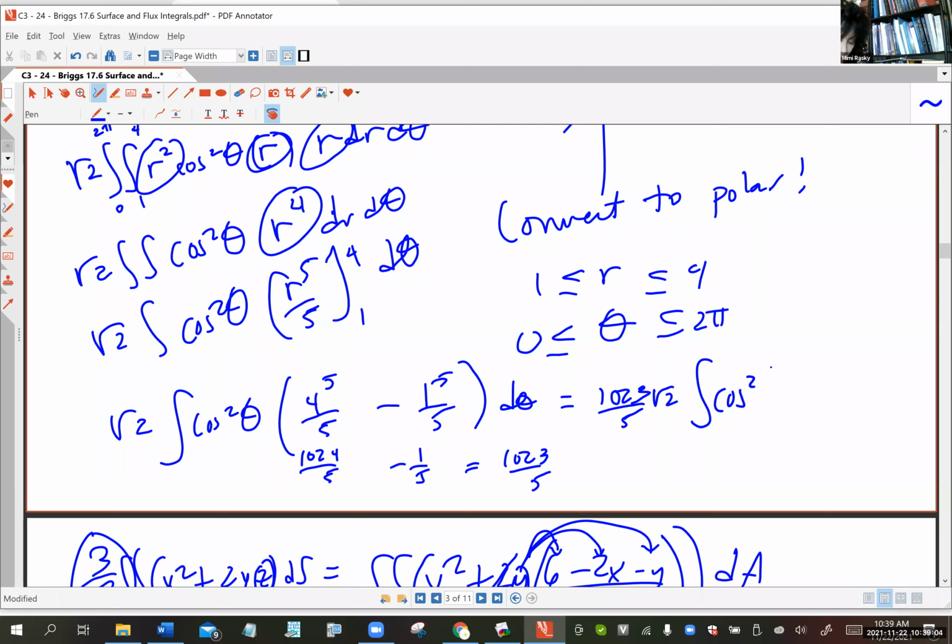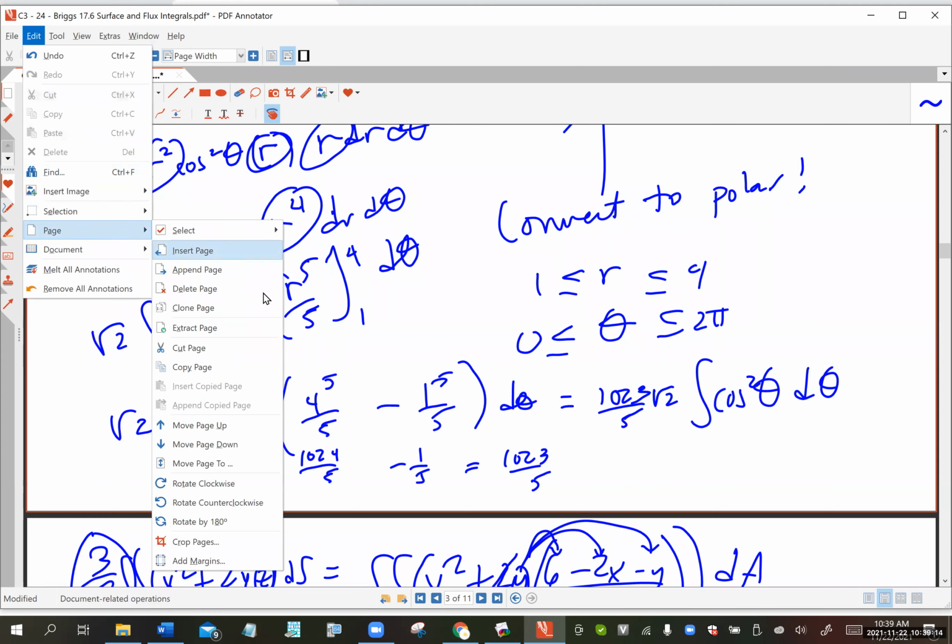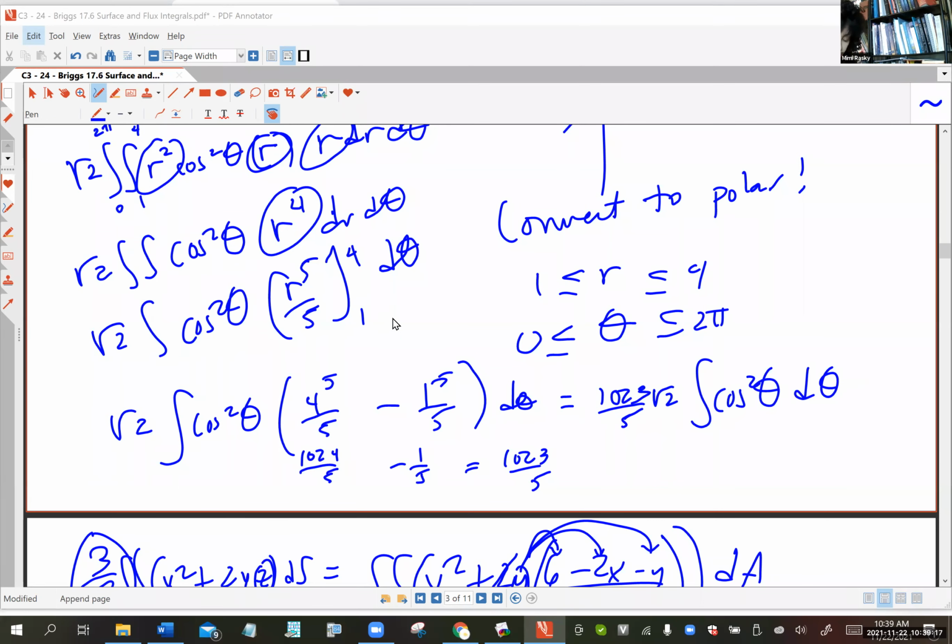And then how do I integrate cos squared? Anybody remember from this last module when we would have a cos squared to deal with? Power reduction formula. Power reduction formula. Very good. Yep, you're going to use it.